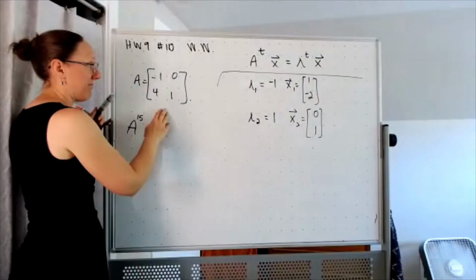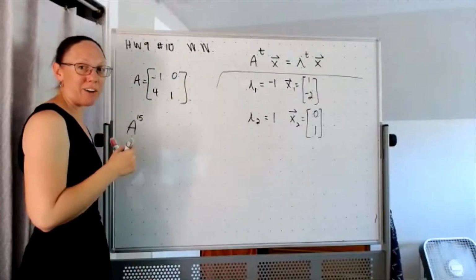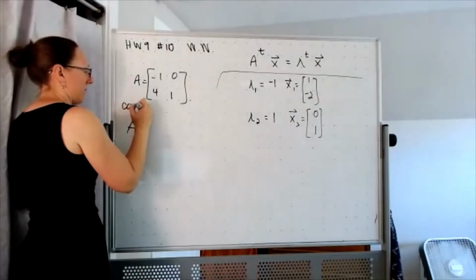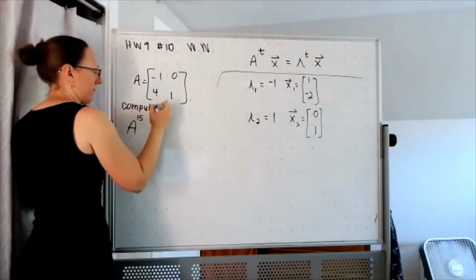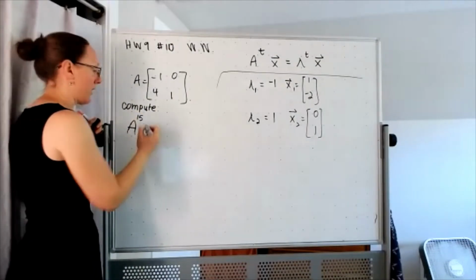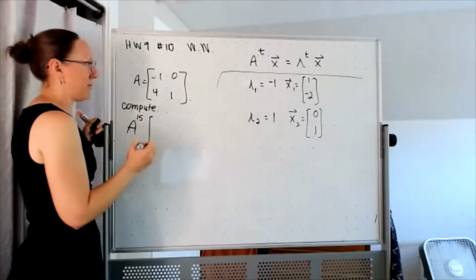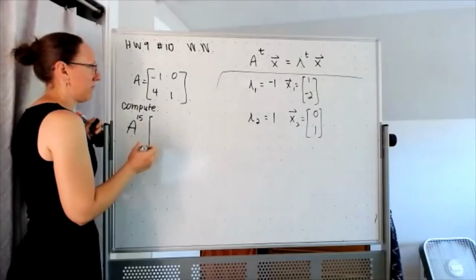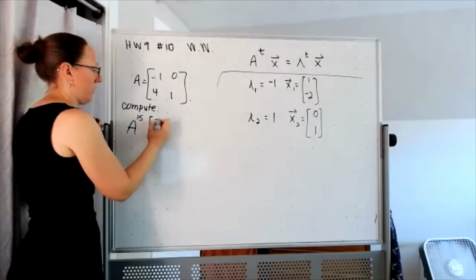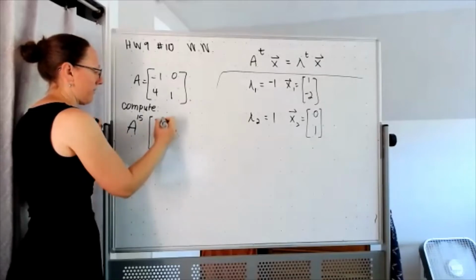We found those eigenvectors and eigenvalues, but I want to compute A raised to the 15th power times the vector 3, 3.